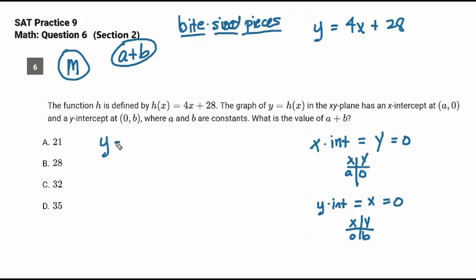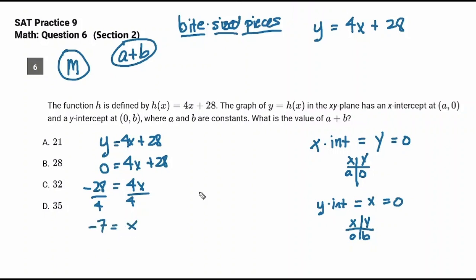So let's write y equals 4x plus 28. Let's make y 0, so 0 equals 4x plus 28. We're going to move the 28 across, so it's going to change signs. Divide both sides by 4. And you've got x equals negative 7. We said x is the same thing as what? A. So what is a? A equals negative 7. Okay, you're halfway done.